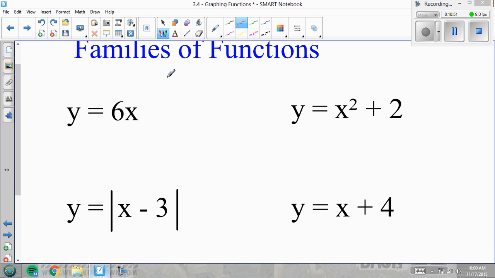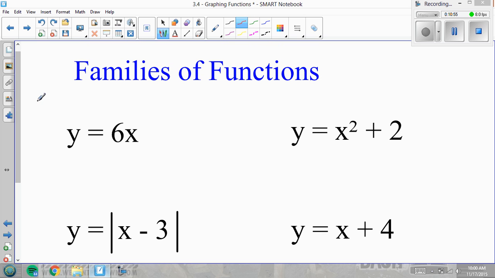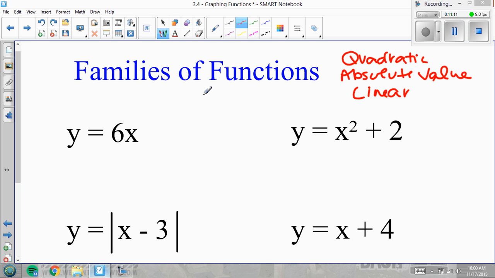Okay, so my first one, do I have an exponent of 2? No, so we know it can't be quadratic. Okay, and then we can think of absolute value. Do I have absolute value bars in this first one? No, but does it look like mx plus b? Okay, if you don't have a number here, remember that can be plus 0, so this is linear.